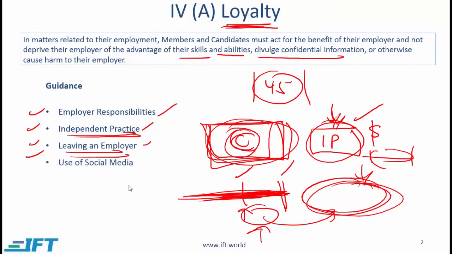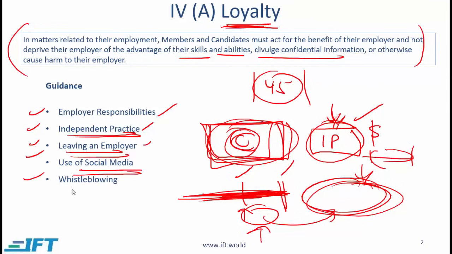Next point has to do with the use of social media. The major point here is that if your employer has any rules and guidelines related to the use of social media, you need to follow those rules. If the employer does not have any defined rules related to social media, then be careful to follow the spirit of the standard and not do anything over social media that would in any way harm your employer.